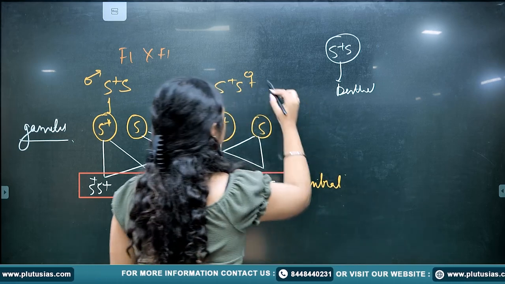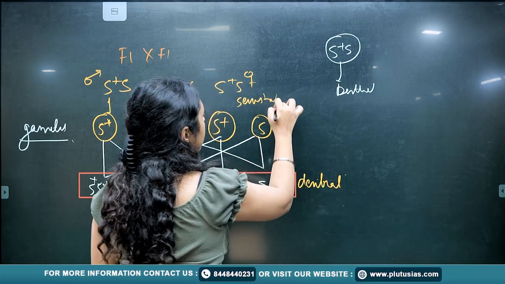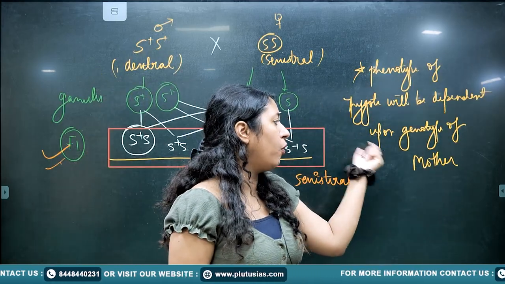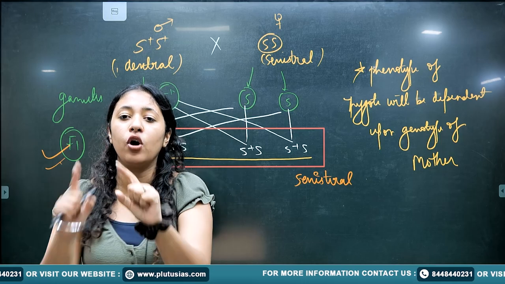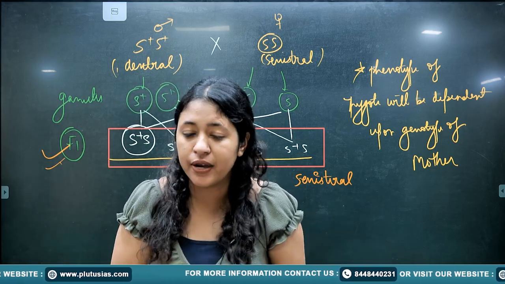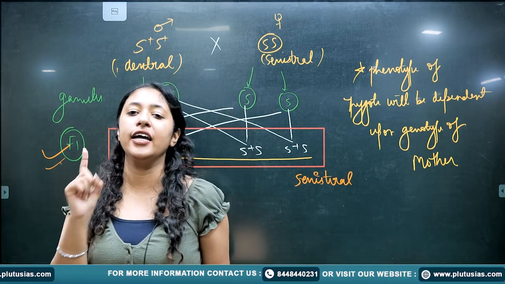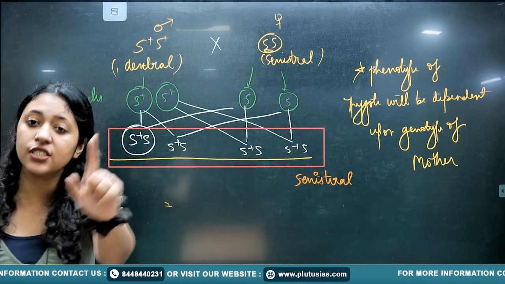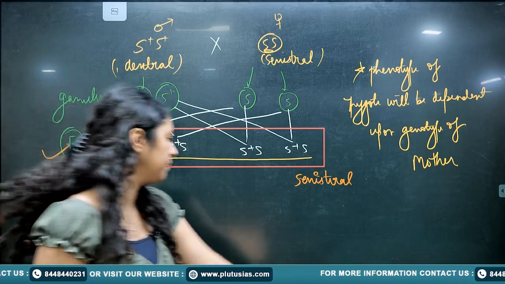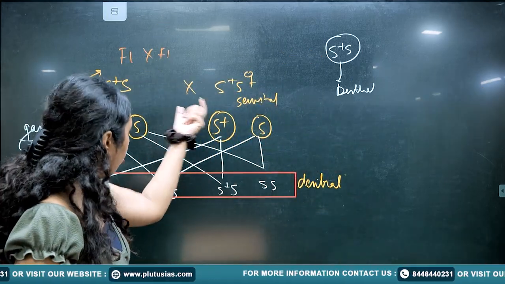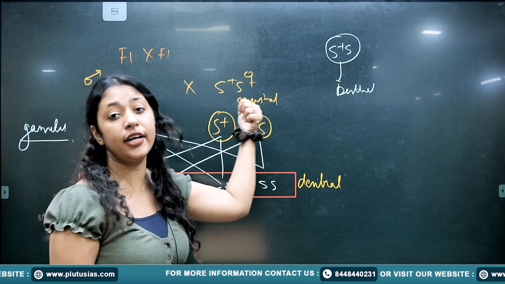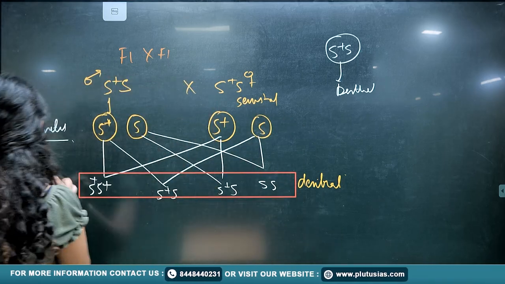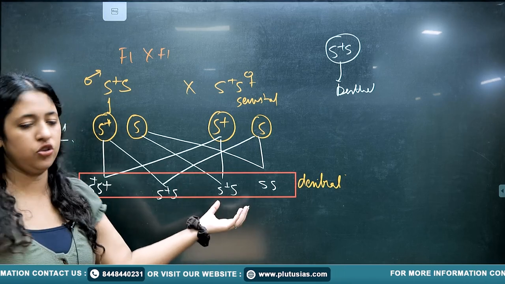Now you will say, ma'am, the mother was sinistral by phenotype. But I specifically wrote here that the phenotype of the zygote depends upon the genotype of the mother. Genotype means what genes, what alleles are present. That will dictate the phenotype of the zygote. In the earlier case, the mother's genotype was small s, which is sinistral, so all the progeny were sinistral. In this case, though the mother was sinistral herself, her genotype was dextral. So all the progeny in the F2 generation will be dextral.